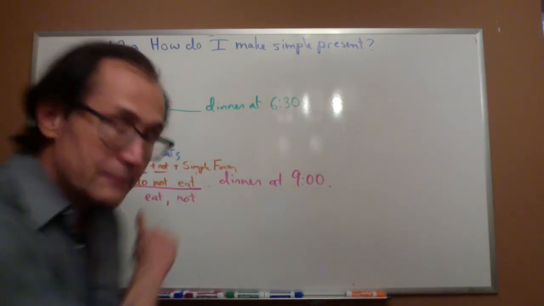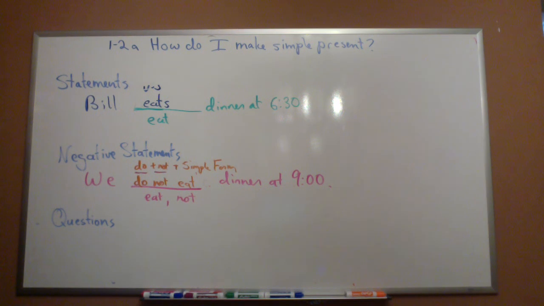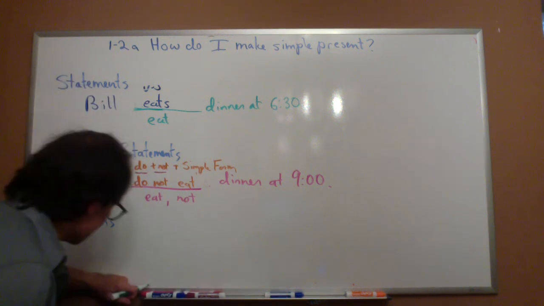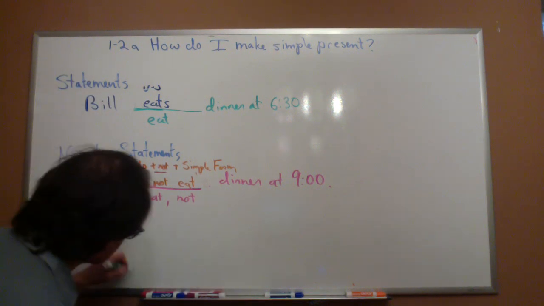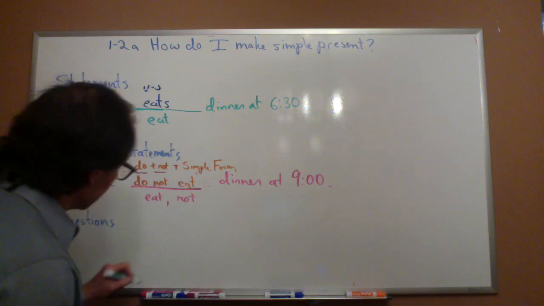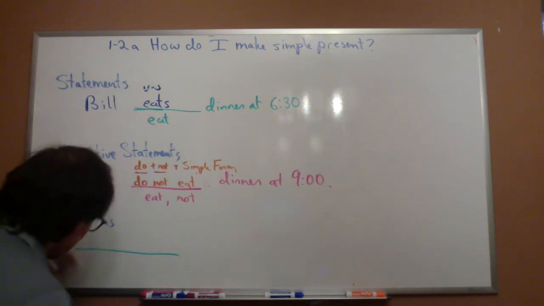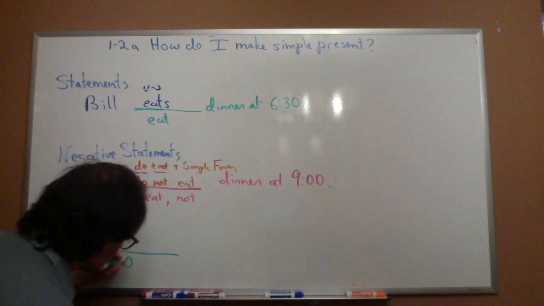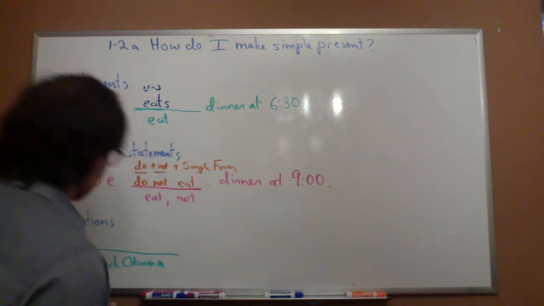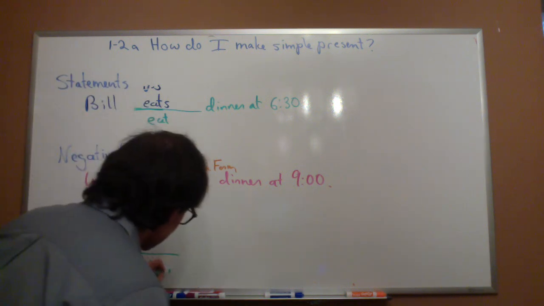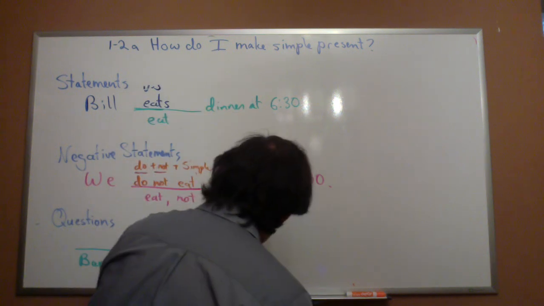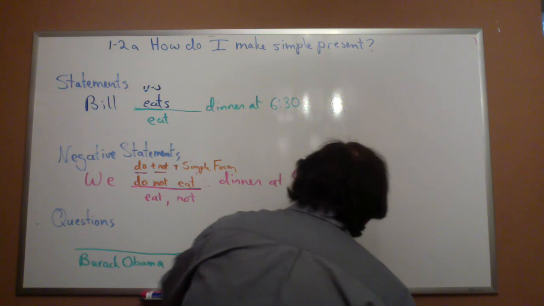Now let's go on to how do I make questions in simple present. Let's say our subject is, let's say I want to make a question about Barack Obama because I like Barack Obama. So Barack Obama eat dinner at 6:30.